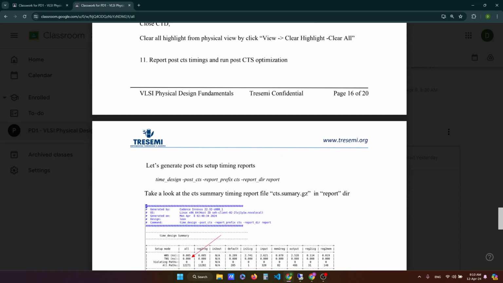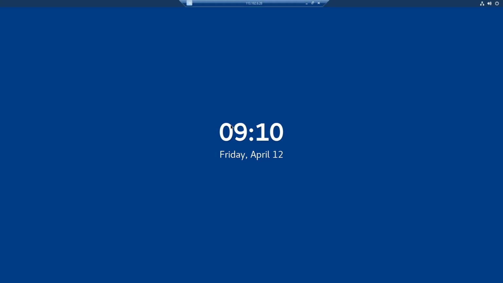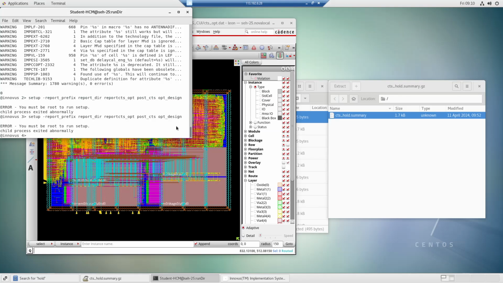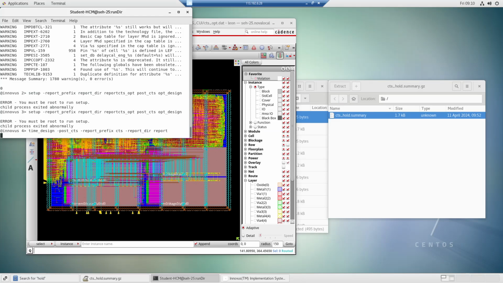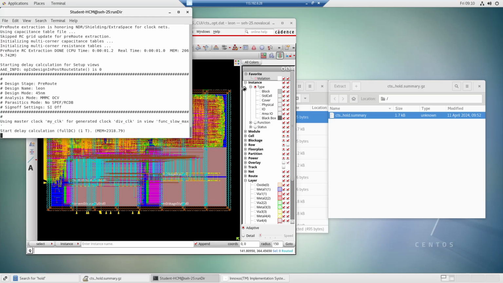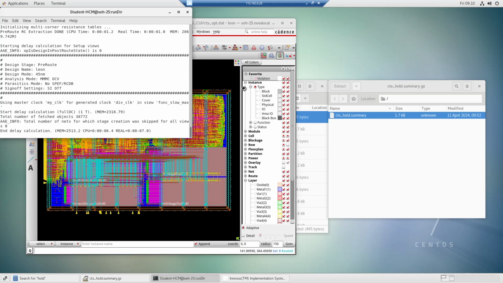But in smaller nodes, there's a phenomenon called temperature inversion, meaning cold is no longer the fastest. No, I'm sorry, that's on the setup. Never mind. So basically, you just pick the corner where the combination of everything will make the signal travel the fastest. Therefore, that's the extreme corner for hold time analysis. I hope that helps a little bit.